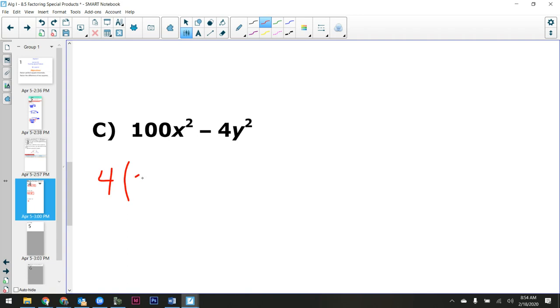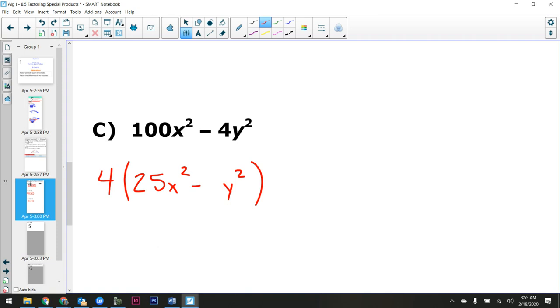Okay, so if I pull out a 4, what's left over? 25x squared minus y squared. So now we check. Okay, so I'm done factoring out my GCF. It's 2 terms, so I go here. Is this a difference of squares? First off, is it a difference? Is this a subtraction sign?